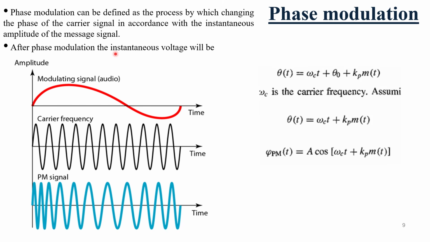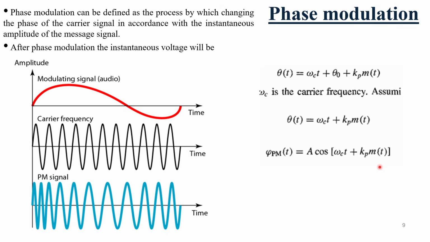So how can we write it? Here is your theta(t). Theta(t) will give you the total angle, so omega ct plus Kp m(t). Now d theta by dt will give you the instantaneous frequency. That is our objective. So d theta by dt gives the instantaneous frequency: we get omega c, and then the differentiation of Kp m(t) with respect to t. That will give the deviation.